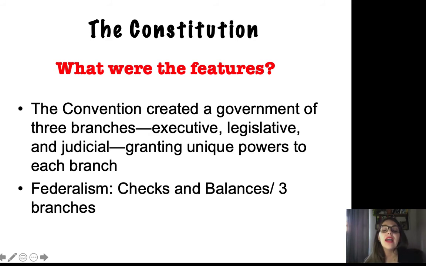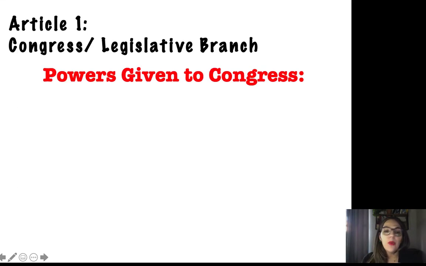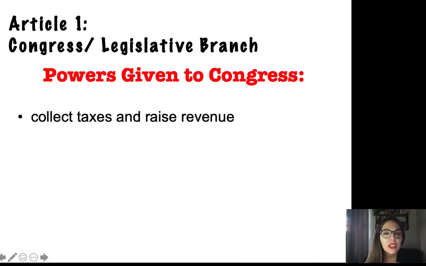Now, in addition to that, there is going to be a system of checks and balances in play here as well, right? And this is essentially where federalism also comes in, right? Where the state governments are also going to play a role. But let's talk about the specific powers granted to each branch, okay? Article 1 of the U.S. Constitution deals with Congress, okay, the legislative branch. So let's talk about the powers given to Congress and make sure that you know this because I will ask you about it on the test, okay?